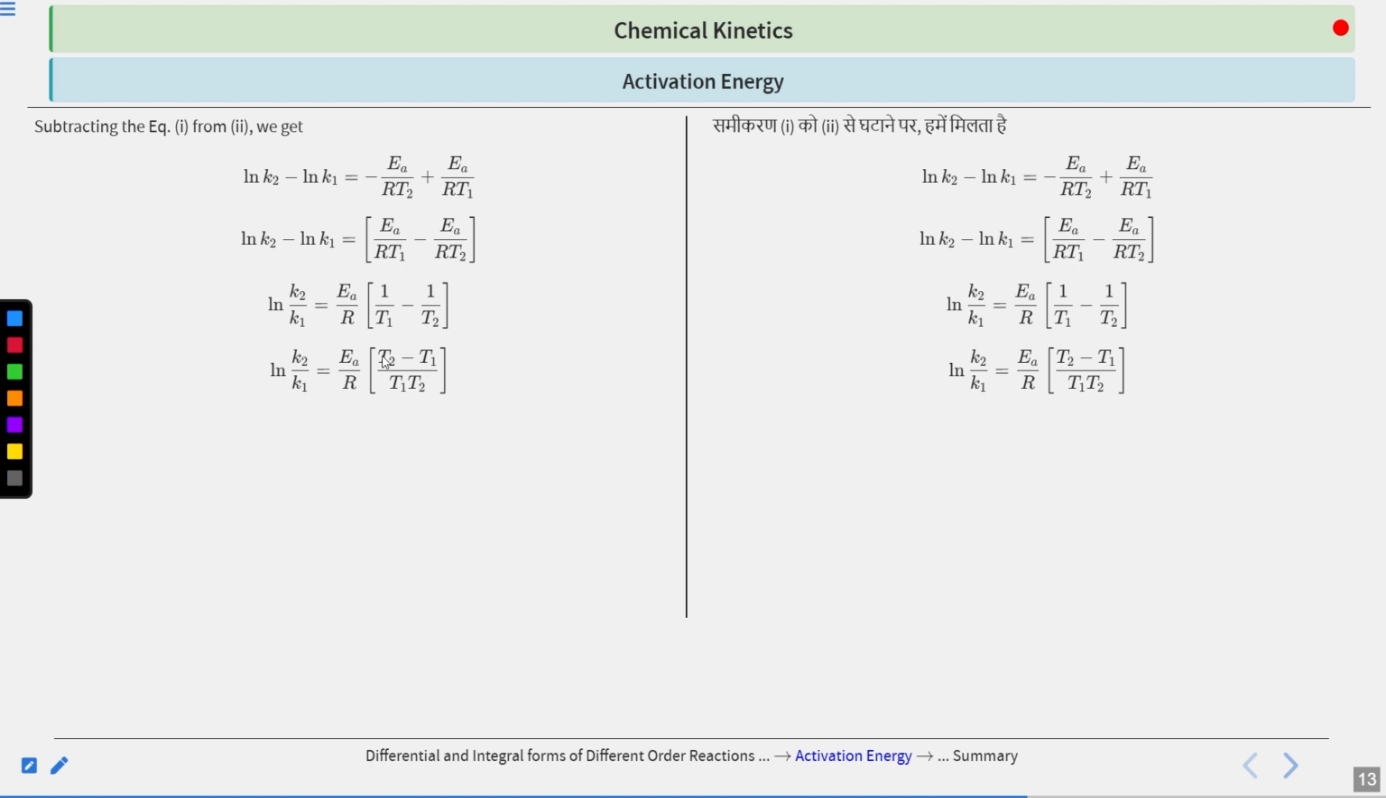Clear? Now if you simplify this equation more, we cross multiply, and that will result in T2 minus T1 divided by T1 into T2. Clear? Further, what they have done is they have taken log instead of ln, and ln can be converted to log by multiplying by 2.303. So that can be written as 2.303 R. So when we take log here, this will become 2.303 log K2 by K1. So we have multiplied this 2.303 on this side, and therefore we got this equation. Clear? Now the important point to note here is that T2 is greater than T1.